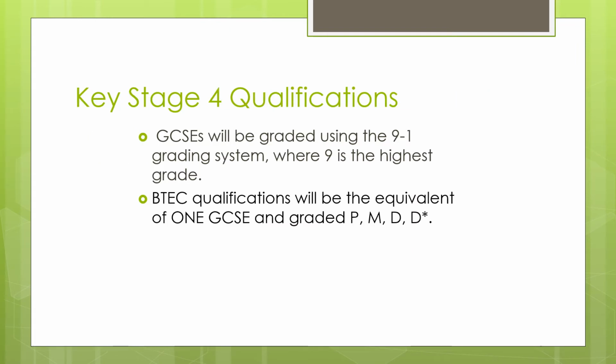I thought it would be of some benefit to talk briefly about the Key Stage 4 qualifications in terms of the grading system that is applied to A, the GCSEs and B, the BTEC qualifications. So GCSEs will be graded using the relatively new 9-to-1 grading system. That's the case for all GCSEs, where 9 is the highest grade achievable, and BTEC qualifications will be graded using a different set of grade descriptors: P for pass, M for merit, D for distinction, and D star for distinction star, with distinction star being the highest grade awarded.